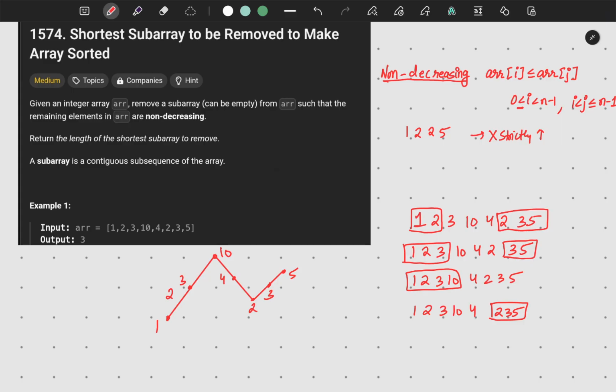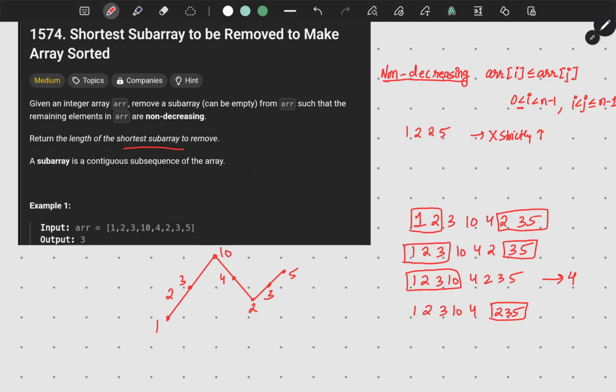Okay, now our objective is to return the length of the shortest subarray to remove such that the remaining elements are non-decreasing. So let's take this example, which is 1 2 3 10 4 2 3 5. Now, one simple way is to consider the increasing pattern from the start, that is 1 2 3 10, and remove everything else, that is remove all this 4 2 3 5. So in this case we are removing a subarray of length 4.